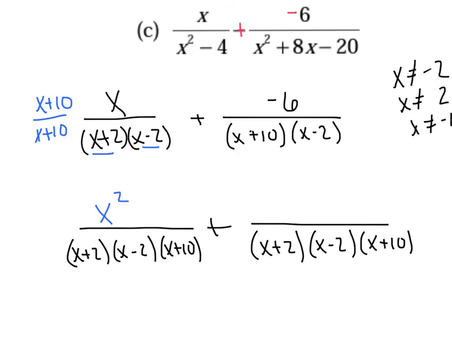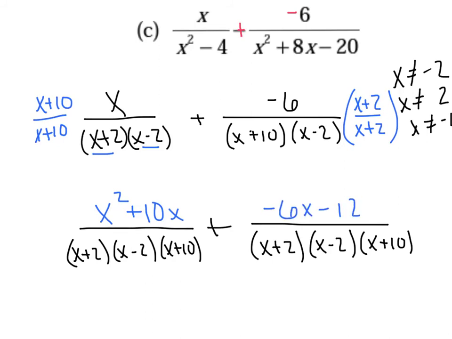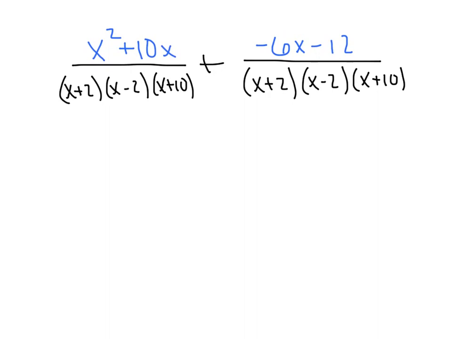Distributing that x gives me x squared plus 10x. The second one, what's he missing? He's missing the x plus 2. So I'm going to multiply the top and the bottom by x plus 2. Distributing that negative 6, I get negative 6x minus 12. And here comes my favorite part. All I got to do is combine the like terms in the numerator. I get x squared plus 4x minus 12.